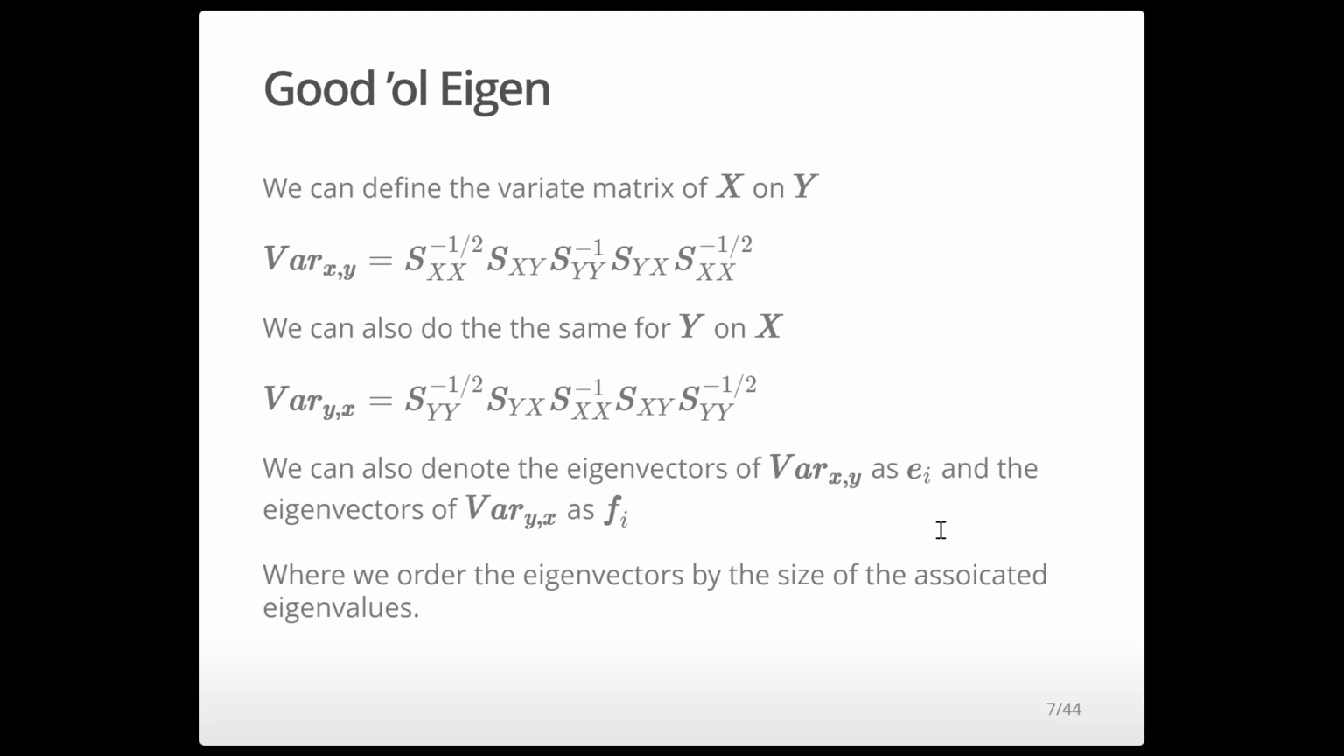So then we can define the variate matrix of x on y. So that is going to be defined by taking the inverse root of SXX times SXY times the inverse of SYY times SYX times the inverse root again of SXX. And we can also do that in the other direction. So we could do that for the variate matrix for y on x. And this is how we're going to obtain our canonical variates.